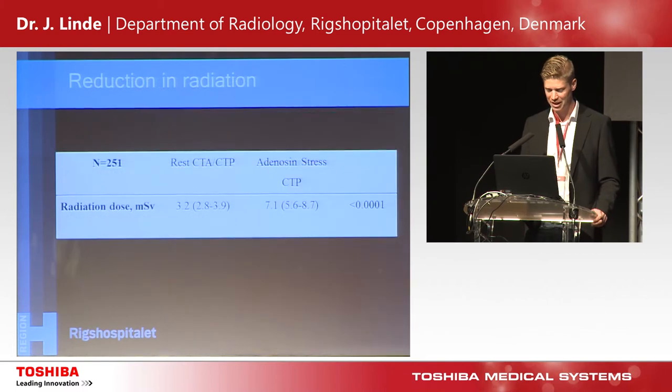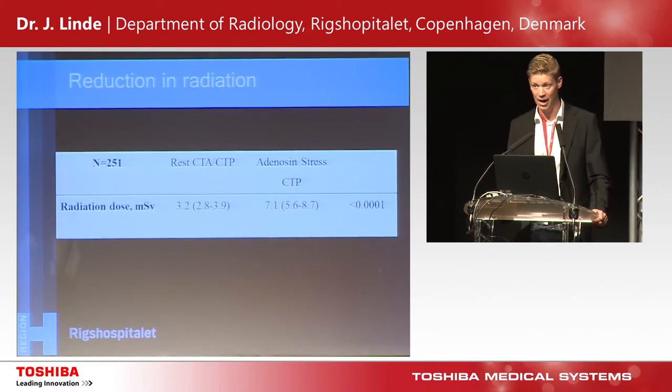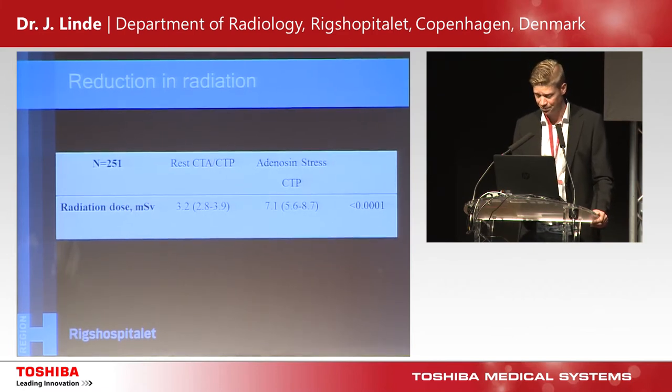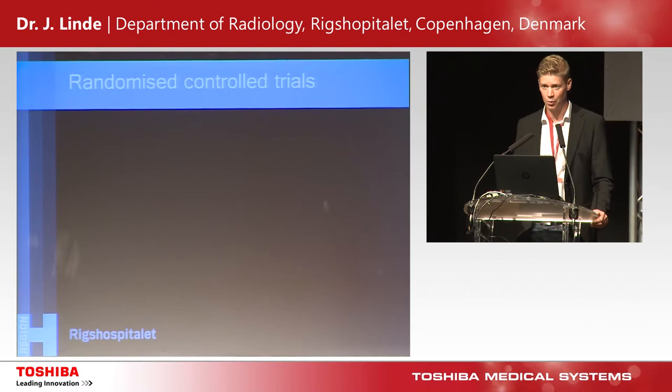So the radiation dose in the same 250 patients: we saw that the median dose of radiation was at rest 3.2, and during adenosine stress a little higher due to the higher heart rate. So in total around 10 millisievert, which is comparable to SPECT. And this was without iterative reconstruction algorithm, so we believe that in the future it could be further decreased.